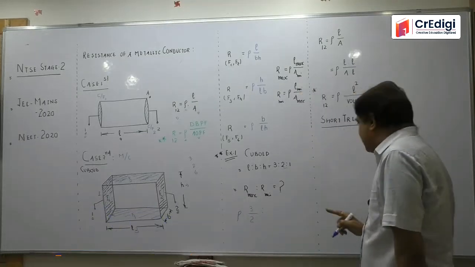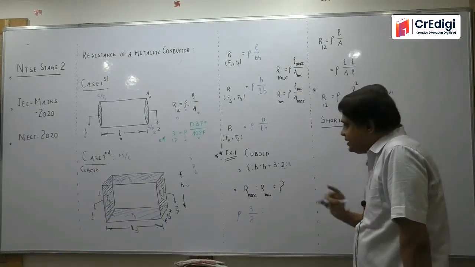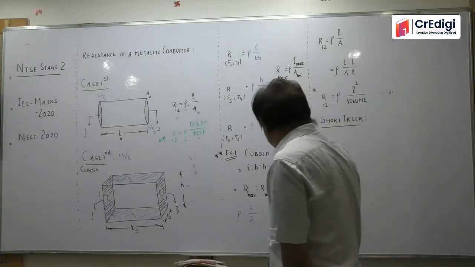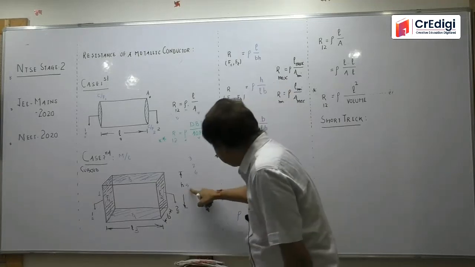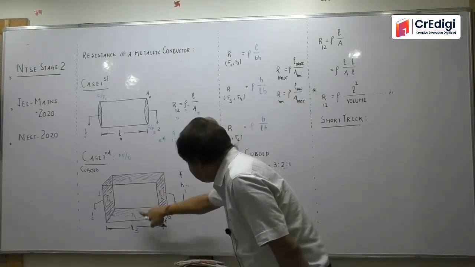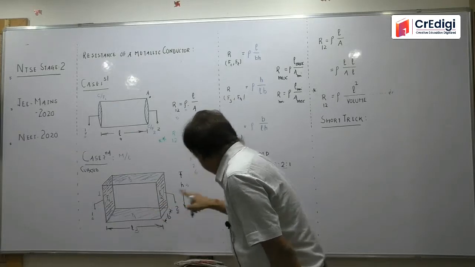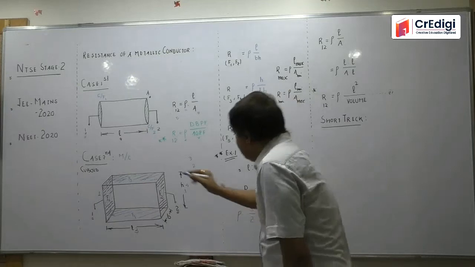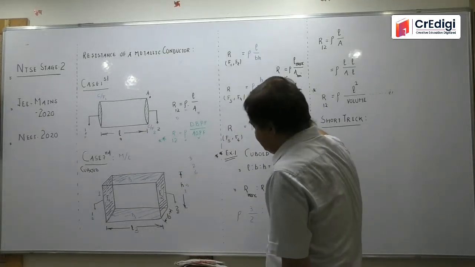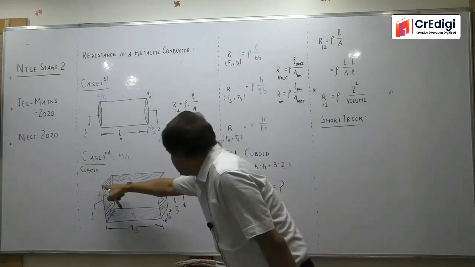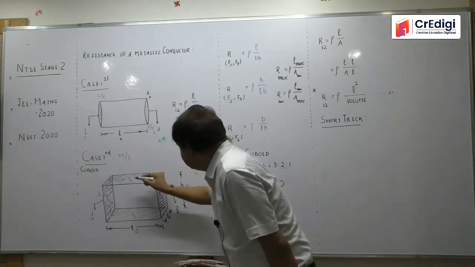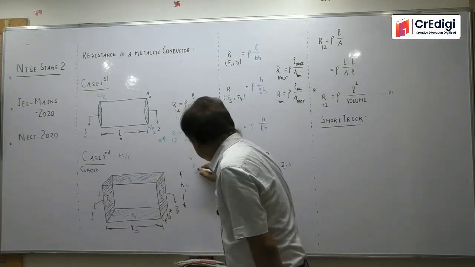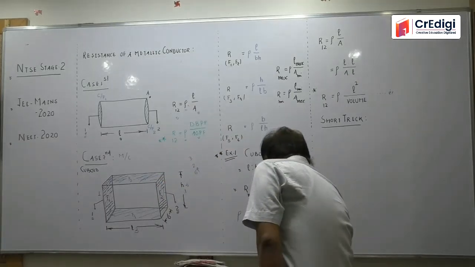Now what to do for R min? For minimum resistance, length should be minimum. The minimum length is the height, 1, between this face and this face. So it is rho, resistivity, with length 1, and the area should be maximum. The top and bottom face is 3 by 2, which is 6. Yes, this is the maximum area, so it comes to 6.